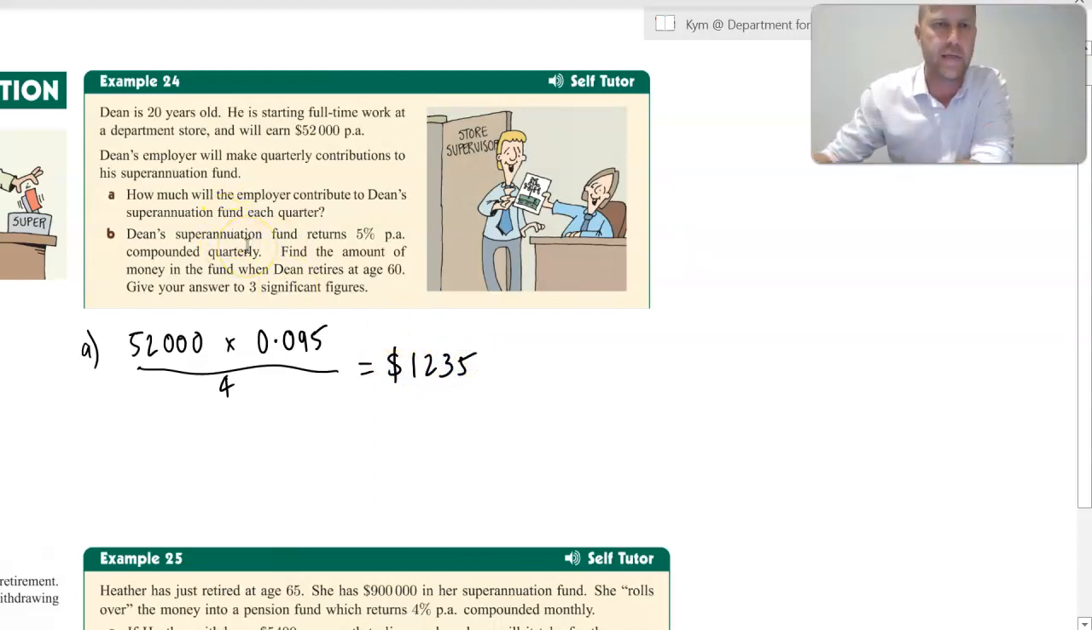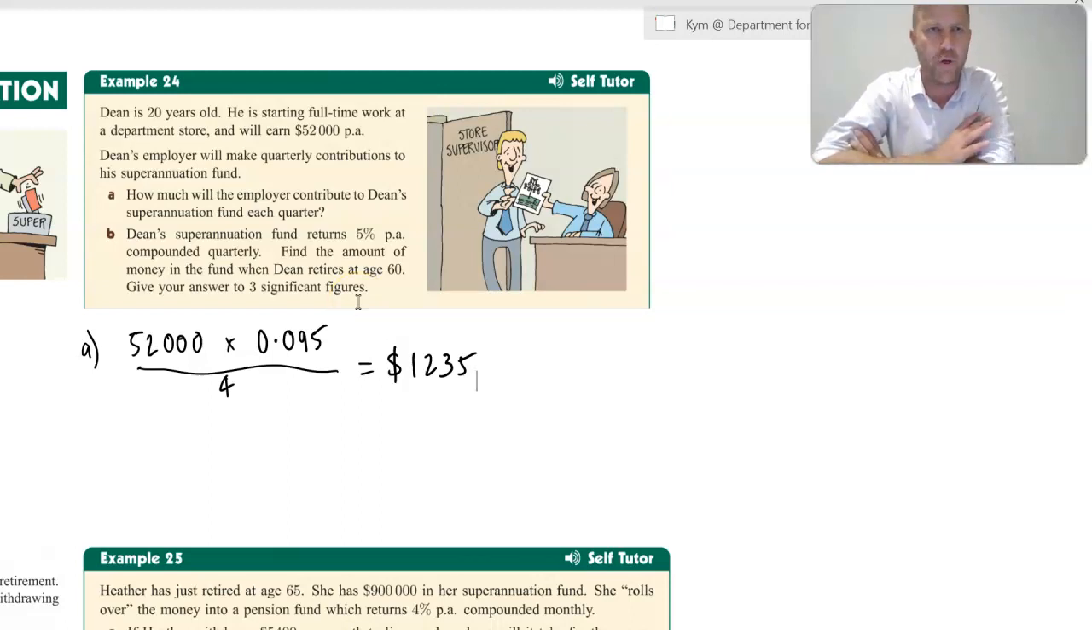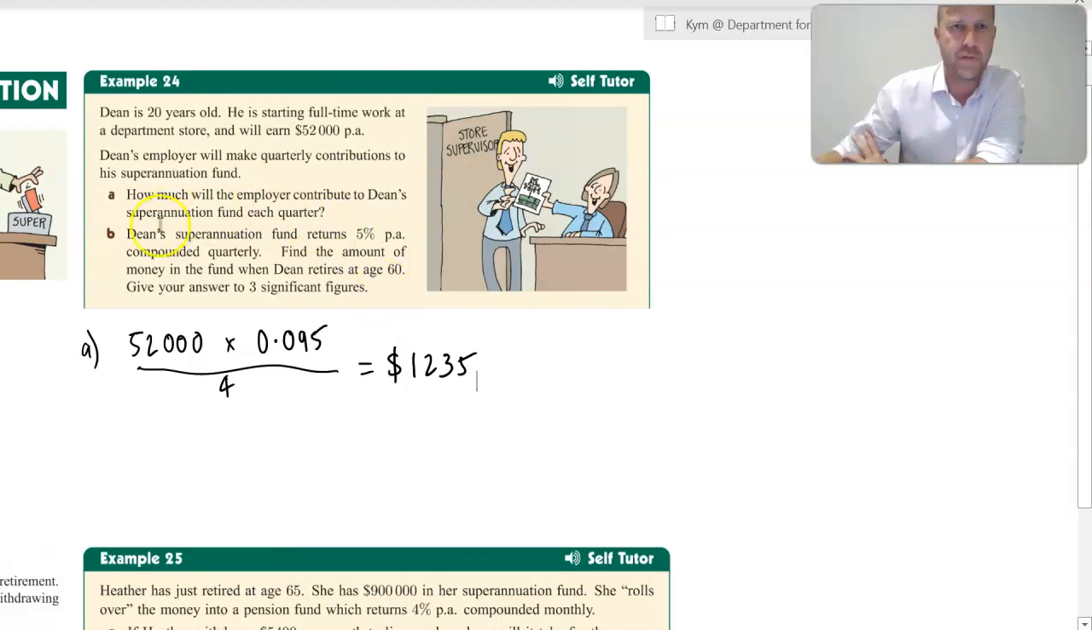Now, the second part here says Dean's superannuation fund returns 5% per annum, or per year, compounded quarterly. Find the amount of money in the fund when Dean retires at age 60. Give your answer to 3 significant figures. So there's a lot happening in that question, but we are going to be using the compound interest section on our graphics calculator to solve this.